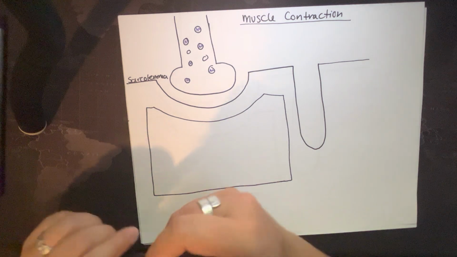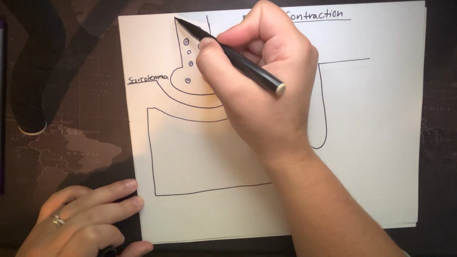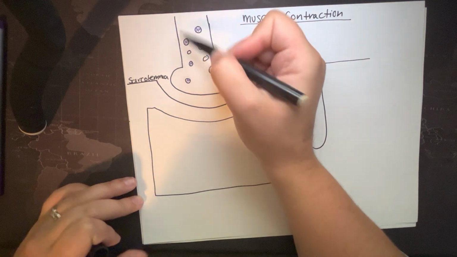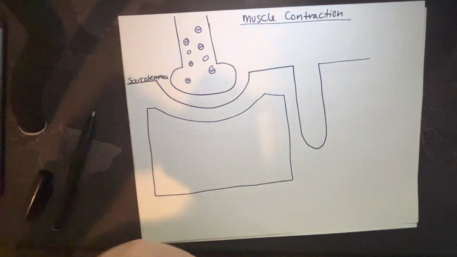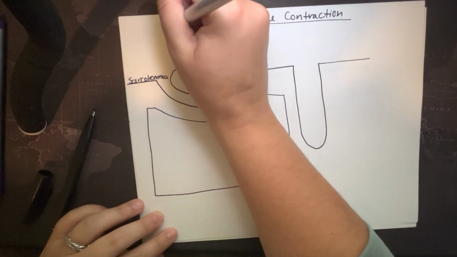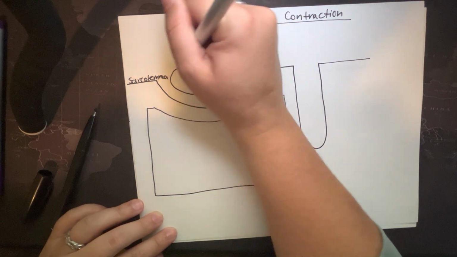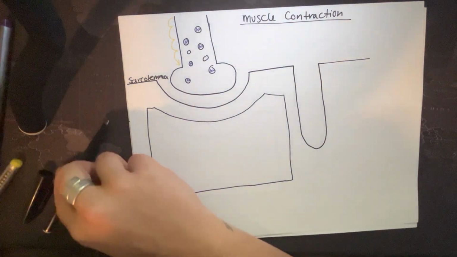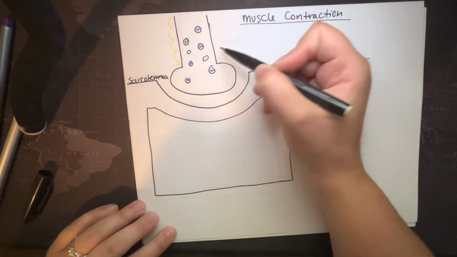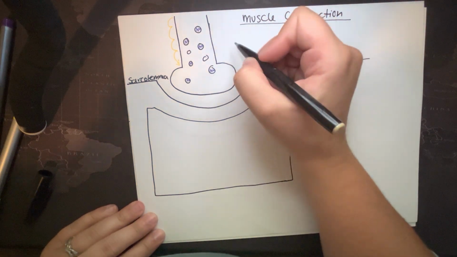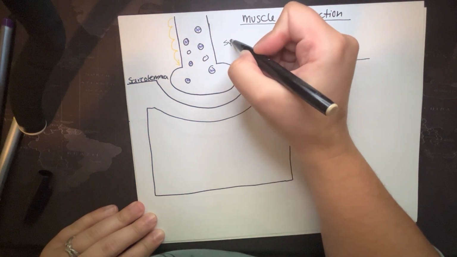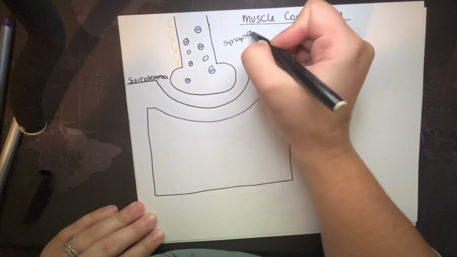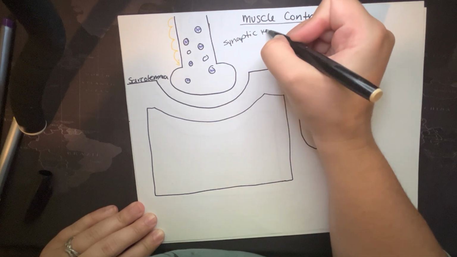So we're going to have our neuron receiving a signal from the brain and sending it down. Our signal is going to be used in yellow here. Signal is coming down. It is going to end up at the end of this end of a neuron, which is also called our synaptic bulb or knob.